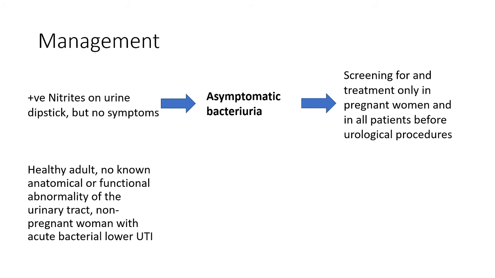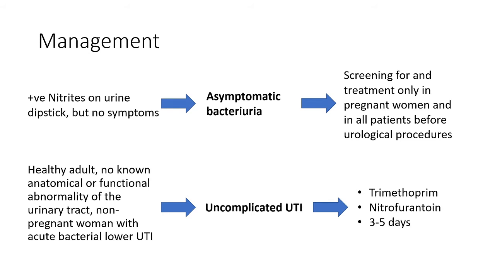If the patient has no anatomical or functional abnormalities and they are non-pregnant with a lower UTI, then this is uncomplicated and treatment is initiated. Antibiotic of choice is either trimethoprim or nitrofurantoin for the duration of 3 to 5 days.